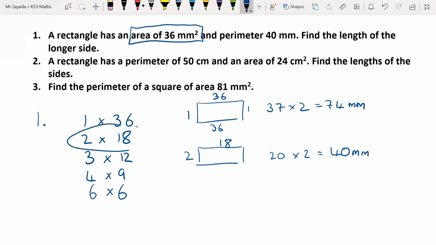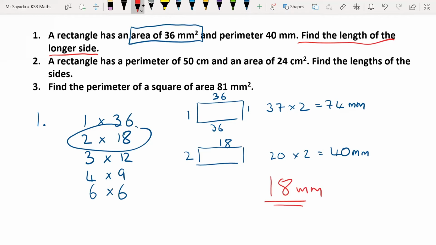So it's 2 by 18. But the question doesn't say what are the lengths of the sides. It says find the length of just the longer side. So which of those sides is the longer side? Say your answer to the video now. So you should have said that the longer side is 18 millimeters. So that is my final answer.